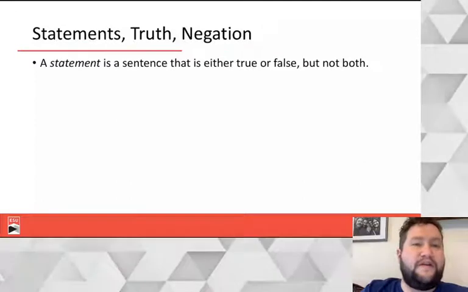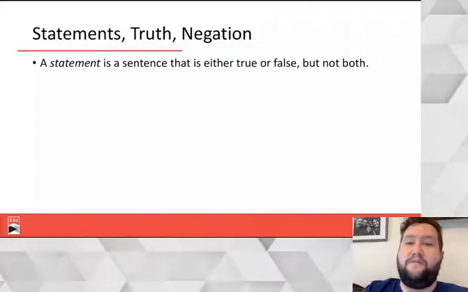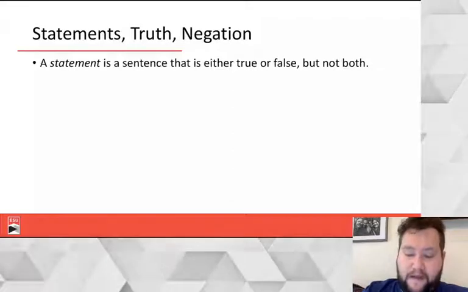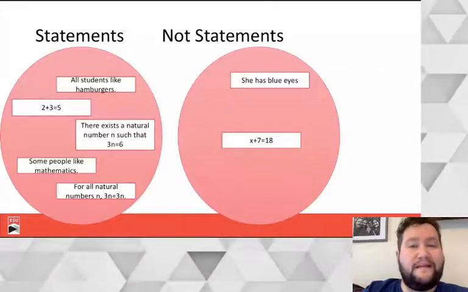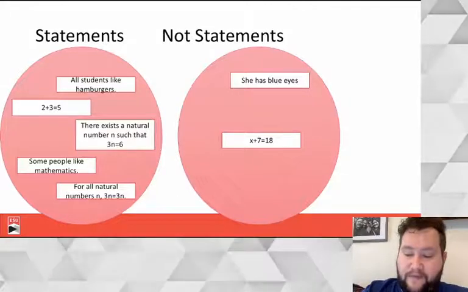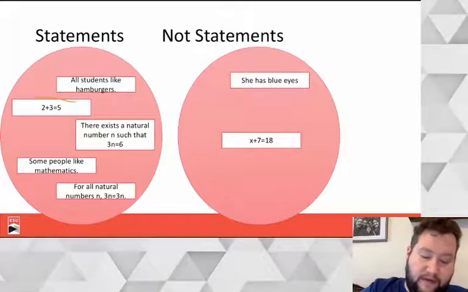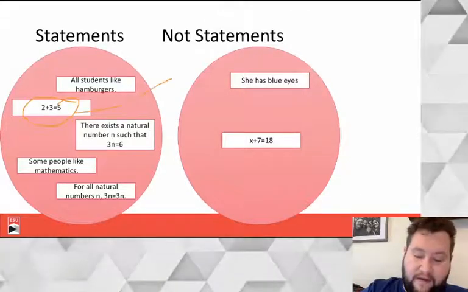And so here's our definition. A statement is a sentence that is either true or false, but not both. And so notice it says sentence. That's often why in elementary school you'll hear things like 2 plus 3 equals 5 be called a number sentence.